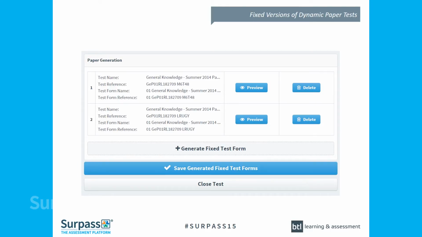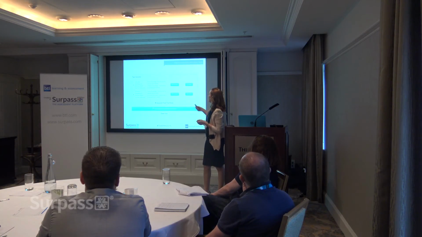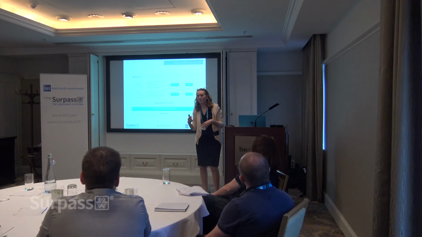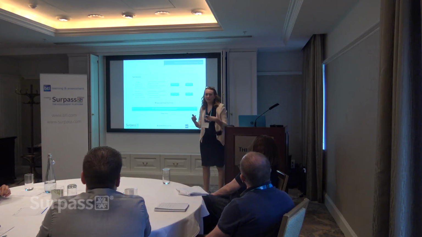Oh, sorry, I've gone the wrong way. Lost my screen. There it is. So this test has been generated. It's got dynamic rules, and then what you just do is keep generating fixed forms. So if you want to have 10 different versions of that paper test that you can hand out in a room so that everyone's got a different version of the paper, you can generate one here, and you can preview them so you can make sure that the items in them are suitable and there's nothing a little bit odd. So you can just keep adding those as you need to, and that's creating fixed versions of the test every time you do it.